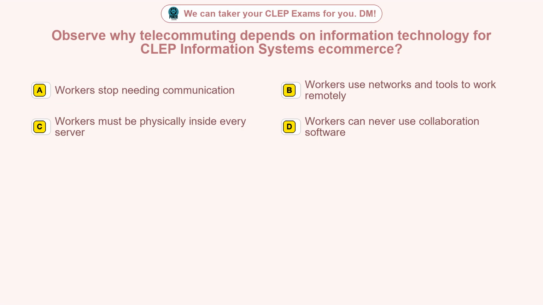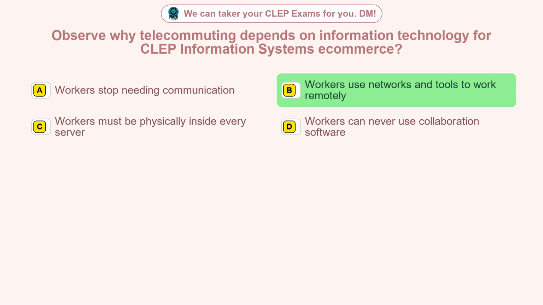Question 99. Observe why telecommuting depends on information technology for CLEP Information Systems Ecommerce. Option A. Workers stop needing communication. Option B. Workers use networks and tools to work remotely. Option C. Workers must be physically inside every server. Option D. Workers can never use collaboration software. The correct answer is option B.